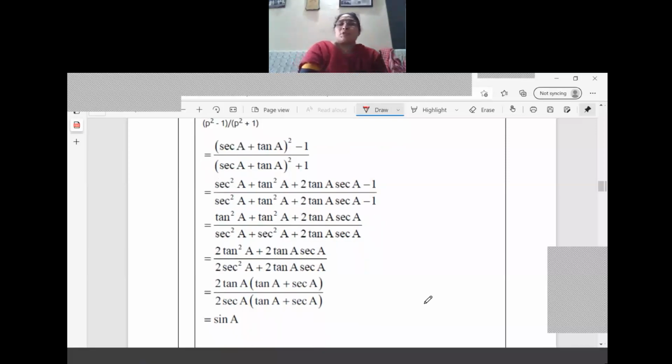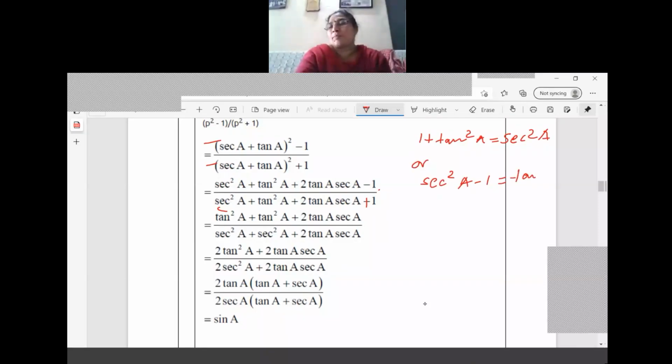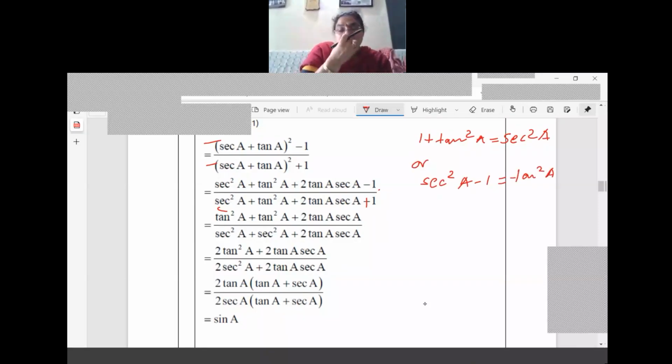What is p? We are substituting sec A plus tan A whole square in both the numerator and the denominator. After that it is a plus b whole square only. Now what is the next step? Here sec square A minus 1 will come, and here sec square A plus 1 will come, because plus 1 is there. So sec square A plus 1 we will not get. What is the identity we have? 1 plus tan square A equal to sec square A. So either you should get 1 plus tan square A, or we should get sec square A minus 1 equal to tan square A, right?